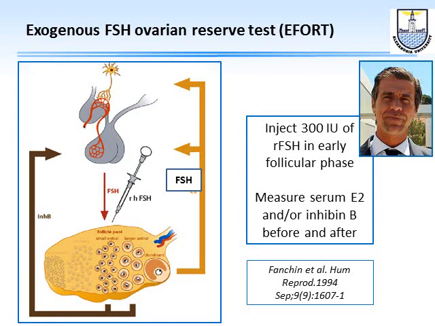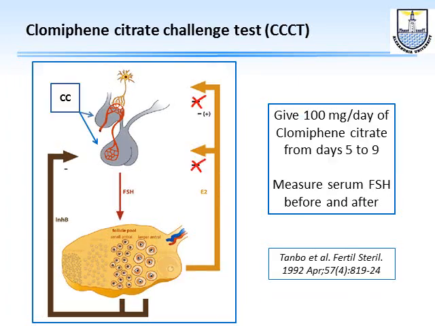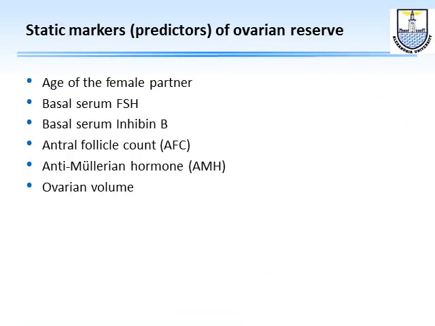Renato Fanchin from Clamart did another thing. He stimulated with FSH and he came up with his E4 test. He stimulates with FSH and then he looks for E2. While Tanbo et al. said we will do something cheaper, we will give clomiphene citrate to stimulate both the hypothalamus and the pituitary and look for the response by measuring FSH. Well, these are the dynamic tests, but of course it's simpler to do the static markers. 1 test and that's all, or even to look at the age, basal or day 3 FSH, day 3 inhibin B, the antral follicle count, the anti-Mullerian hormone, or even the ovarian volume.